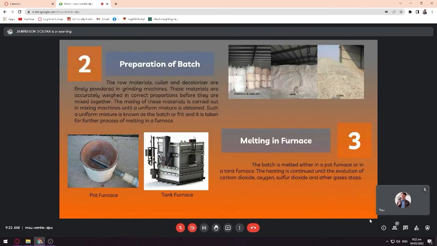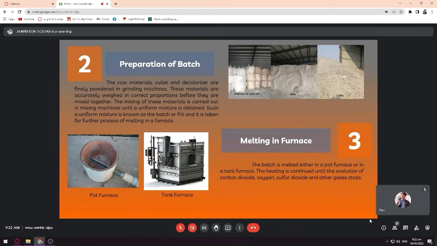For the second step, naman, is preparation of batch. The raw materials, cullet and decolorizer, are finely powdered in grinding machines. These materials are accurately weighed in correct proportions before they are mixed together. The mixing of these materials is carried out in mixing machines until a uniform mixture is obtained. Such a uniform mixture is known as the batch or frit, and it is taken for further process of melting in a furnace.